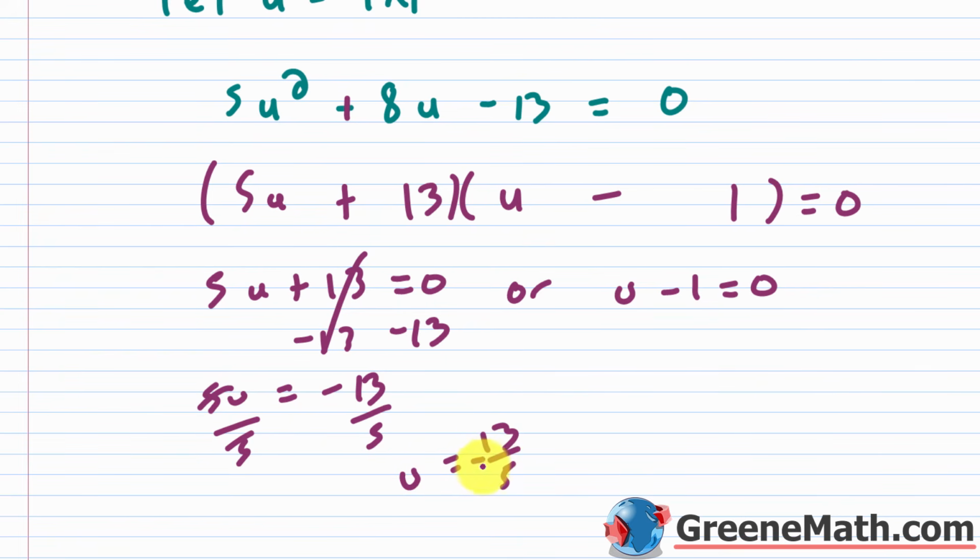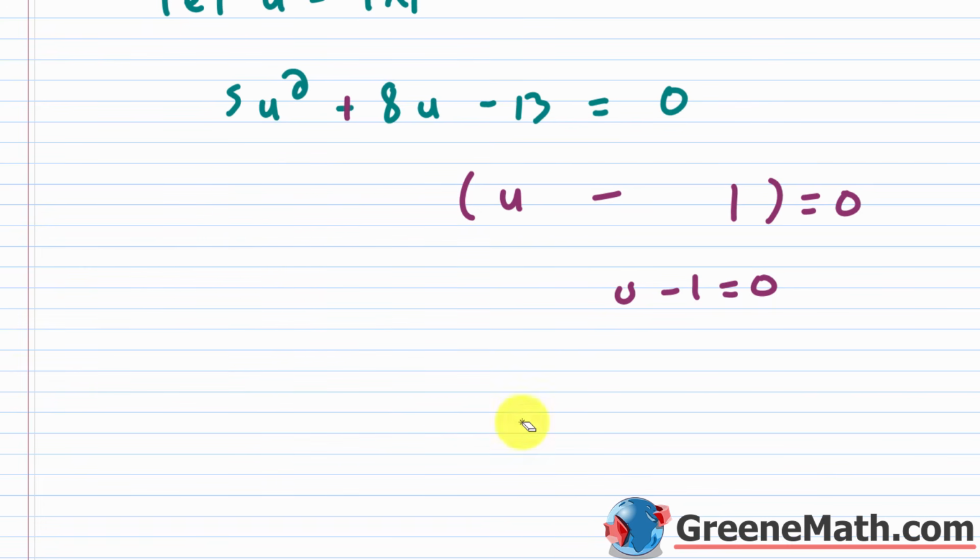Now, do you need to include this? No, because u is the absolute value of x. And the absolute value of x is not going to be negative 13 over 5. So just get rid of this branch. You don't need it anymore. We're just going to consider that u minus 1 equals 0. And that's the solution of u equals 1.